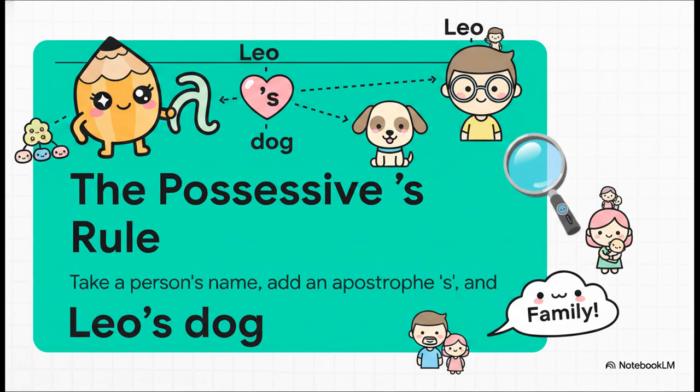The rule for this could not be easier. You just take the person's name, you add an apostrophe and an S, and then you say the noun. That's it. Name plus apostrophe S plus noun. Let's see how it works.